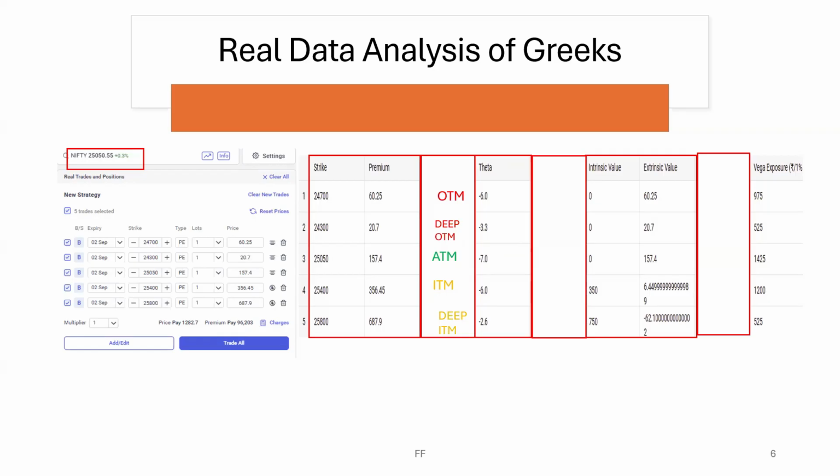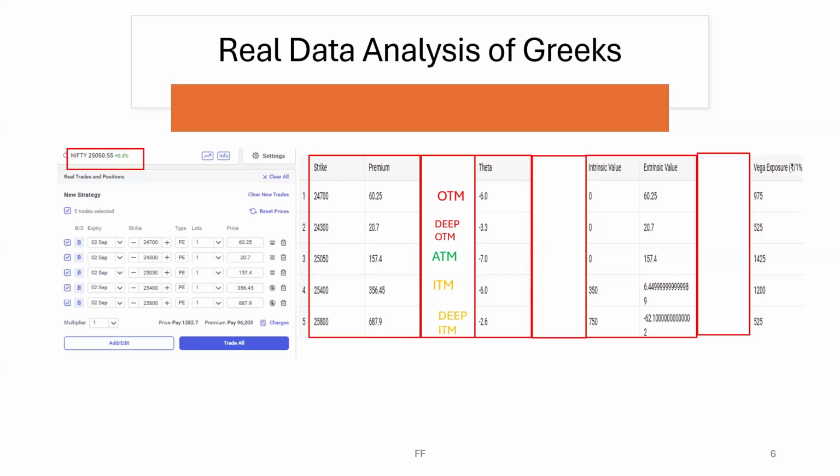In this slide, we want to bring the distinction between extrinsic value and theta. Again, unfortunately, the way the tool represents is, it first lists 24,300. After that, only it lists 24,700. Though it would have been great if it had listed 24,700 and 24,300, because then the bell curve can be easily imagined. The current market price is 25,050, which is at the money. Notice that the extrinsic value is maximum, 157.4, and theta is also maximum, which is 7. Let us look at only the magnitude, because the significance of the notation of the polarity we already discussed.